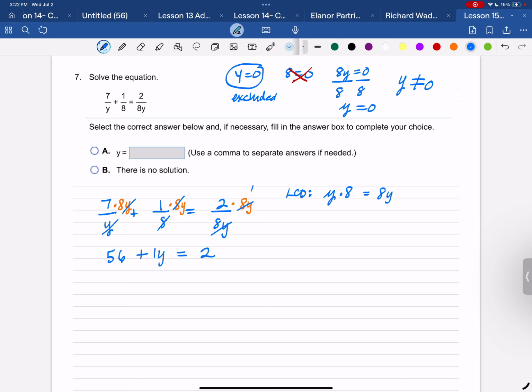To get y by itself, I just need to subtract 56 from both sides. This time there's only one answer because that's 1y, to the first power. So that's -54. y is -54. Now remember, we said y can't be 0, but we didn't get 0. We got -54. So that is our answer. y is equal to -54.